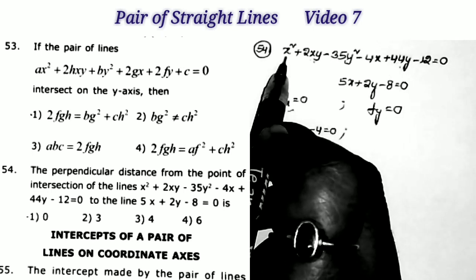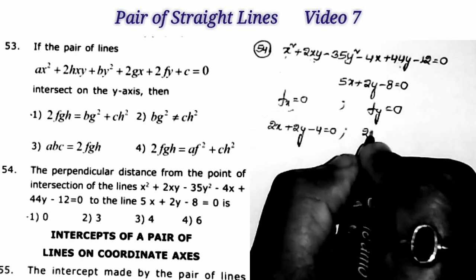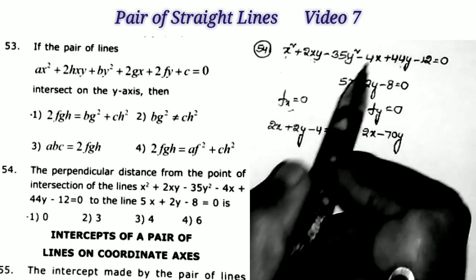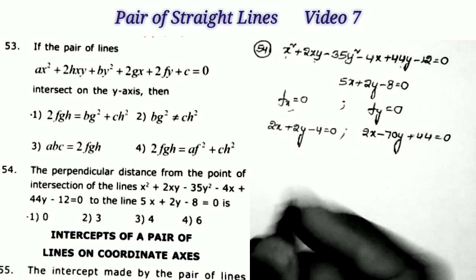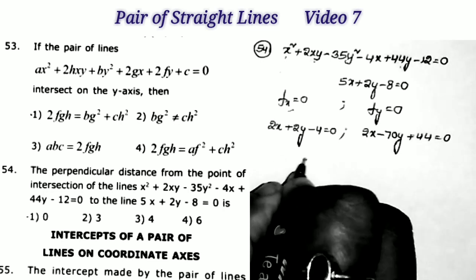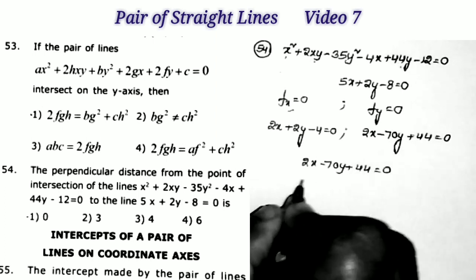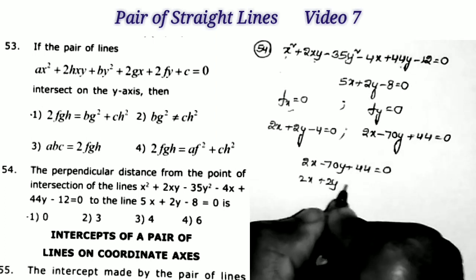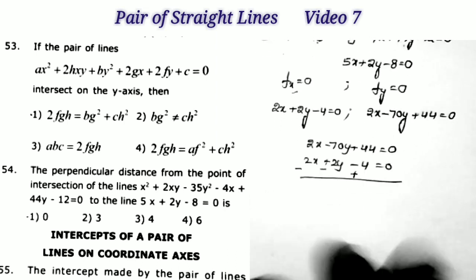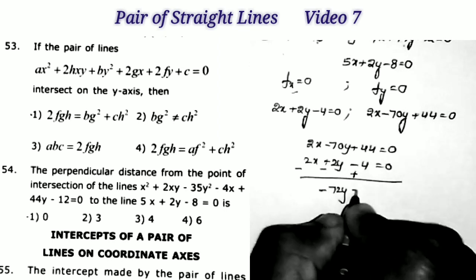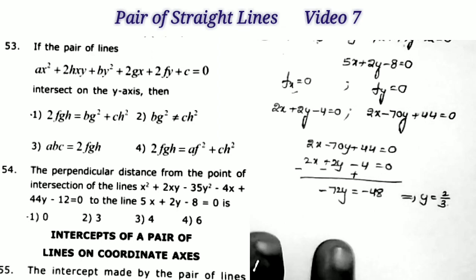fy is doing the derivative with respect to y. So, x square derivative 0, 2xy derivative, y derivative 1, that is 2x minus 70y. This is 0, this is plus 44, last value equal to 0. Okay, these are the equations, so taking the subtraction, 2x minus 70y plus 44 is equal to 0 and 2x plus 2y minus 4 is equal to 0. Now doing the subtraction here, minus minus plus, so this is minus 72y is equal to minus 48, then the value of y is equal to 2 by 3. Okay, y is equal to 2 by 3.